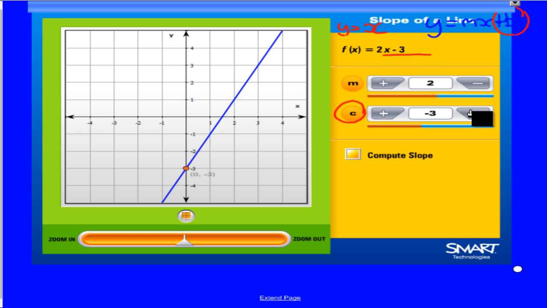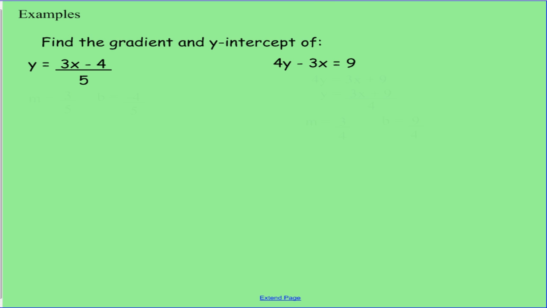We'll move into a few examples just to have a look at what kind of questions you may be expected to answer. Okay, so our first one is find the gradient and y-intercept of y equals 3x minus 4 all over 5. So first off, if we're trying to use our formula of y equals mx plus b, you'll notice that there's no number being divided by all of them.